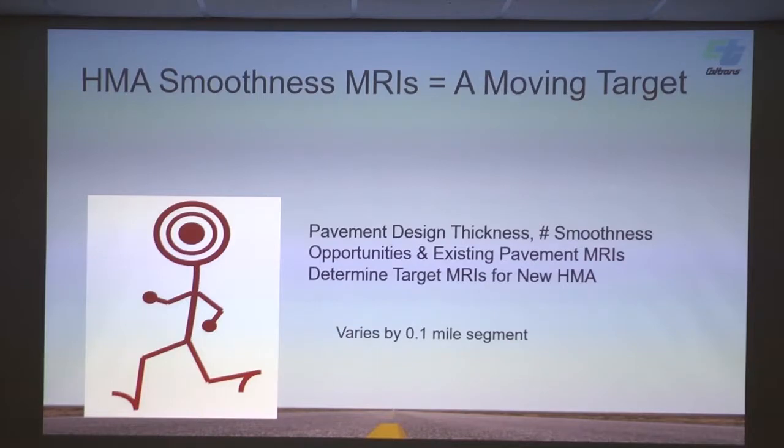Okay, HMA smoothness MRIs, it's a moving target. So this little guy here on the left is kind of to simulate that it's a moving target. If we're overlaying HMA on existing pavement that's relatively smooth, it's not a moving target. If it's rough, we're going to adjust the spec limits up. It's a moving target of what we're shooting for, and it can vary by every 10th mile segment.